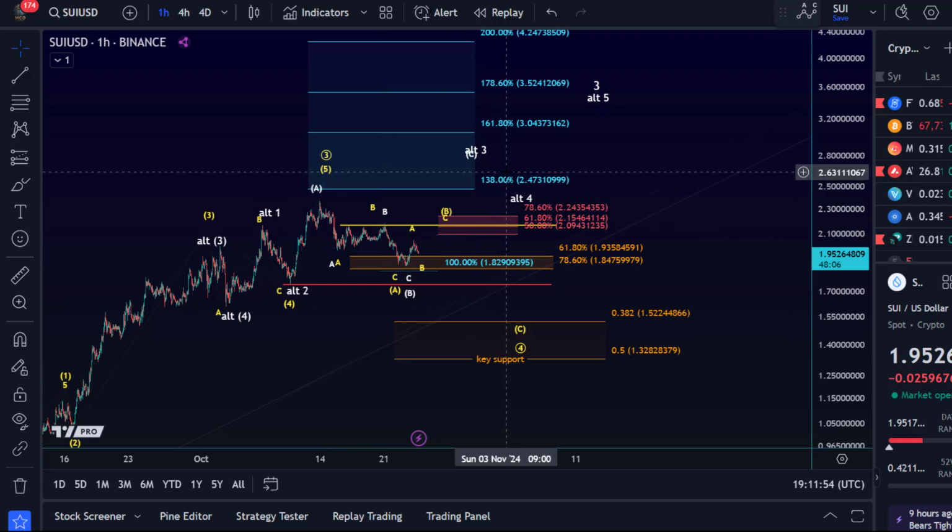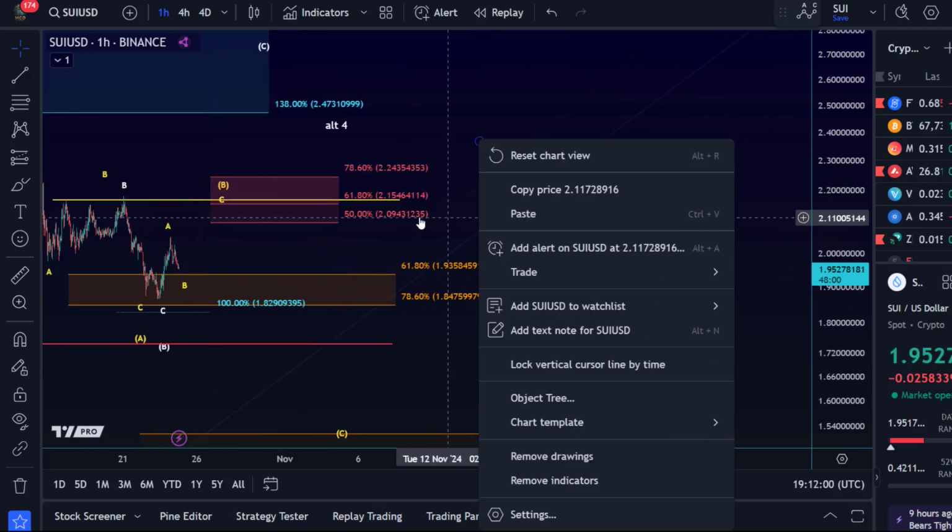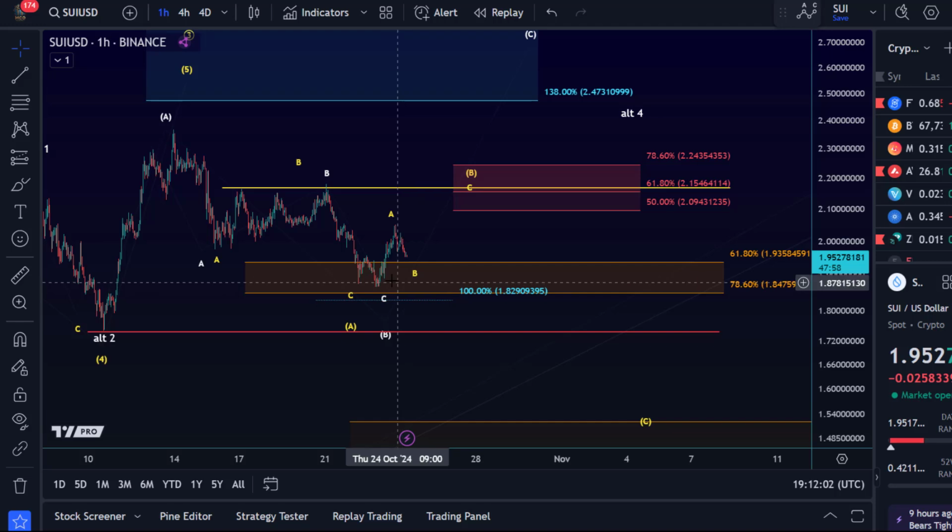Overall, next upside levels to watch are at $2.47 and $3.04 and $3.52. But as I said, in the very short term, the focus needs to be on whether this Wednesday low holds on the 23rd of October. And as long as it's holding, the focus could be on higher at least for one more high in wave C of B. That's the update about SUI.